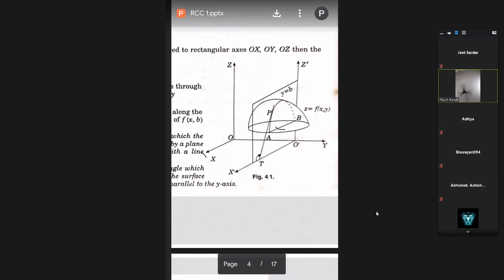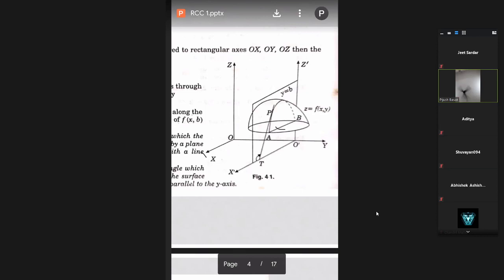Z is equal to f(x,y) is a surface, and if you want to find del z del x, just cut along y is equal to b, y is equal to some constant. Then you find a semicircular curve, and at a point P, del z del x is the slope at that point, right? I think you are intelligent enough to capture this.